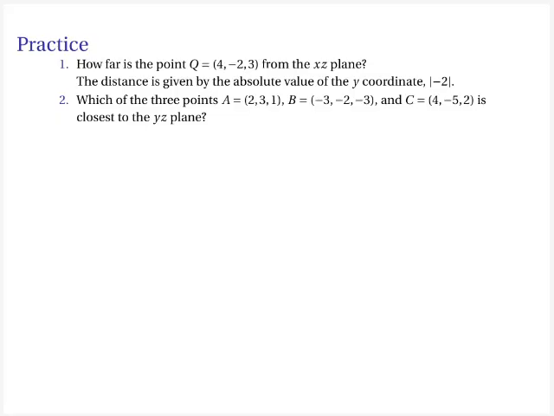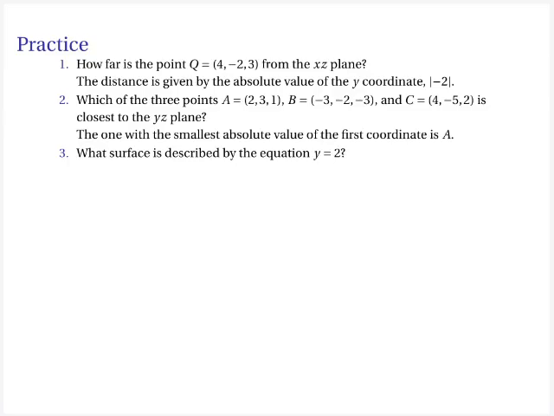Which of the 3 points, 2, 3, 1, etc., is closest to the yz plane? And I'll give you a second. So the one with the smallest absolute value of its x coordinate. So the smallest absolute value between the absolute value of 2, the absolute value of minus 3, and the absolute value of 4. So of course it's the 2.